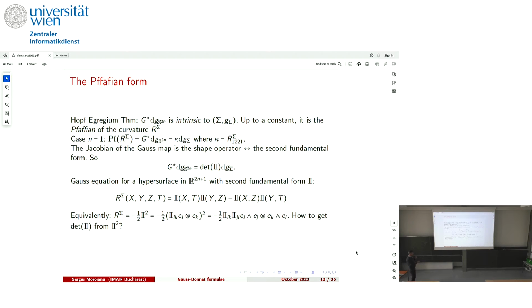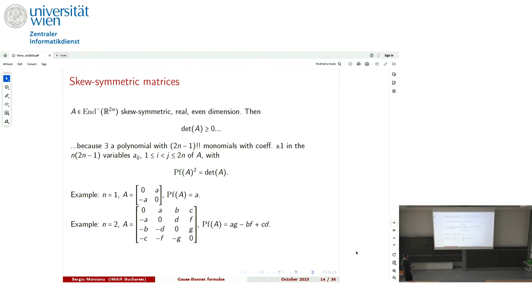The question is now how to get the determinant of the second fundamental form from the intrinsic quantity, the square of the second fundamental form. So this square is intrinsic because it's just the Riemannian curvature on the surface. So how do we get the determinant of some matrix or some form from its square in this sense? And the answer is the Pfaffian. I'll define it carefully. So now let's see how to define the Pfaffian.